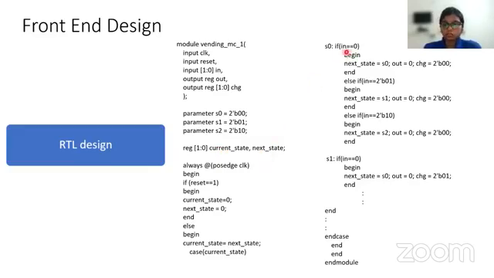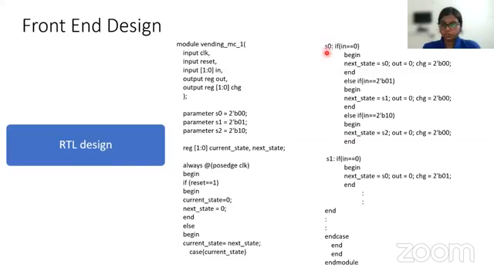And according to the inputs, we'll need to create the case statement. If we look at the S0 state here, as I discussed earlier, S0 state will have 3 possible inputs. You are inserting no coin, you are inserting a 5 rupees coin, or you are inserting a 10 rupees coin. So what would happen if you are not inserting any coin? Next state will remain S0 itself. There would be no output, there would be no change.